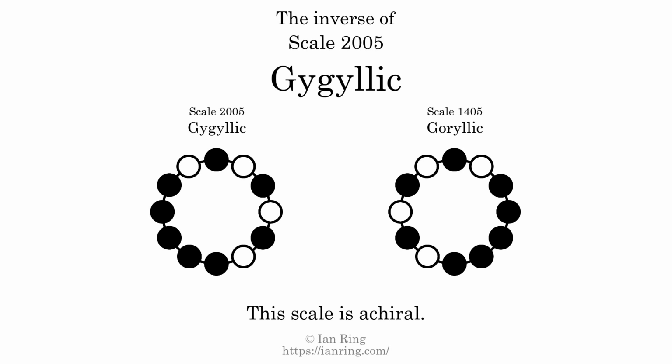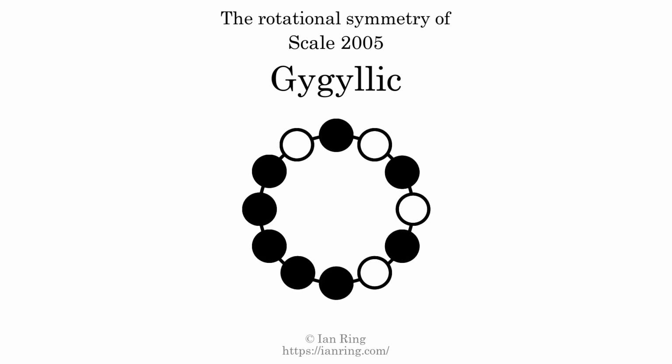The inverse of a scale is a mirror image. It is what you get when the sequence of intervals is reversed. The inverse of this scale is scale 1405, also known as Gygyllic. This scale is achiral, since it can transform into its own reflection by a rotational transformation. This scale has no rotational symmetry.